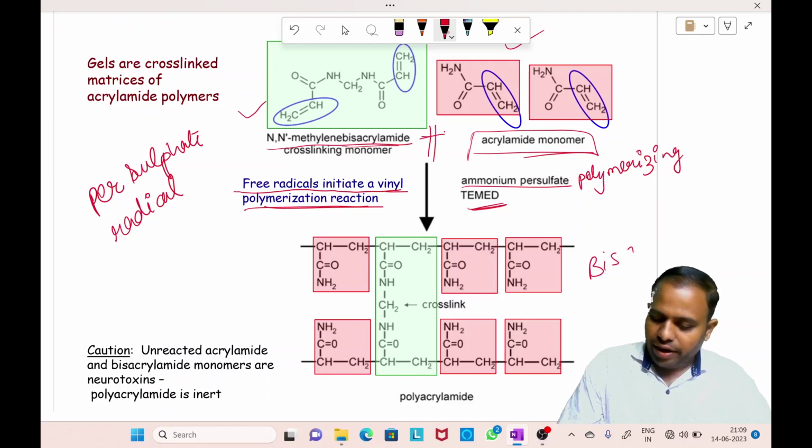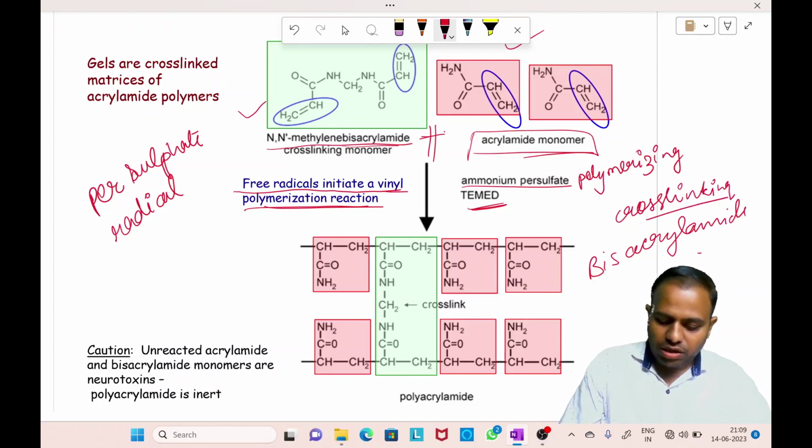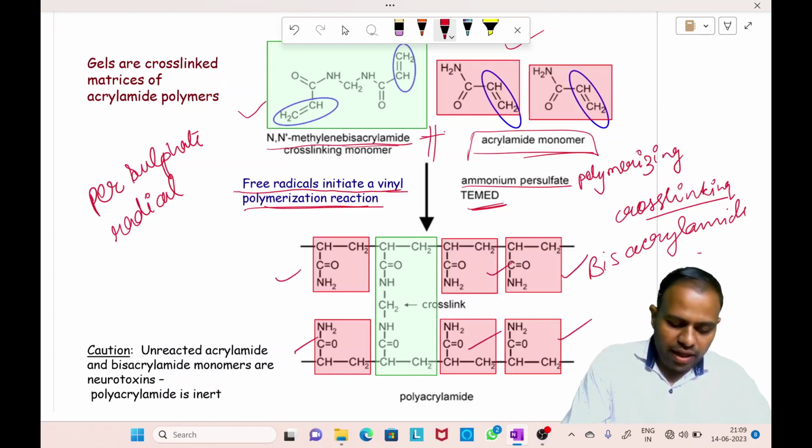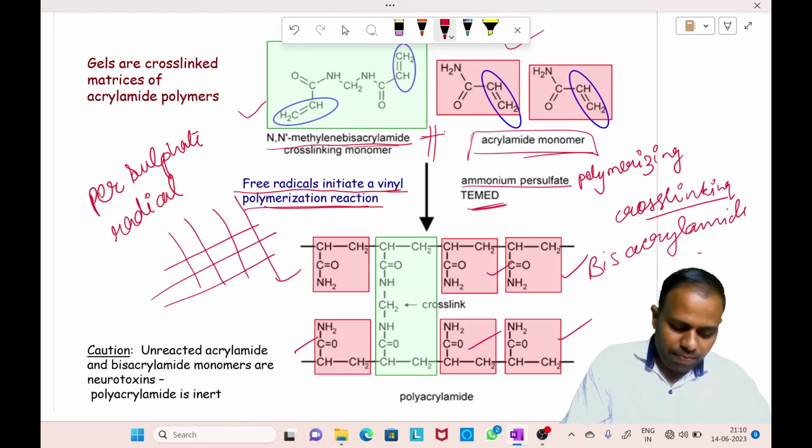Here the bis-acrylamide is generally used in cross linking. You can see here the cross link formed by the bis-acrylamide, and the acrylamide forms a horizontal linking like this, and this is the vertical linking that results in the formation of gel of this kind. It will form a polyacrylamide gel of this kind.